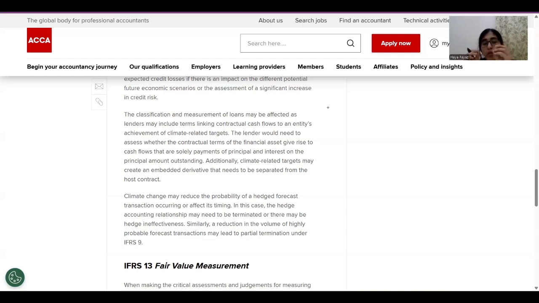That doesn't matter. What matters is he links the contractual cash flows to a climate related target. That means he will only recognize it as an asset, or only recognize the fact that the borrower has paid on time, if he has met the sustainability targets that were set up in the contract as well. So this is going to affect the lender's financial asset status.